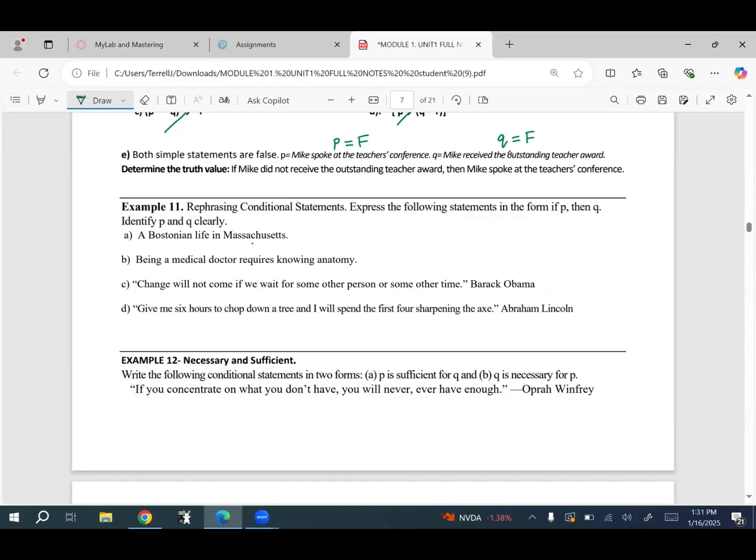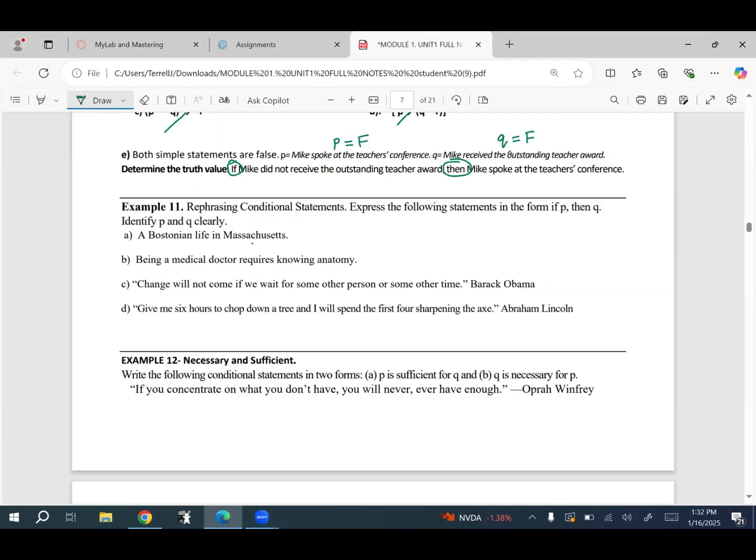Now it says determine the truth value. It says if Mike did not receive the Outstanding Teacher Award, then Mike spoke at the teachers' conference. So I need to first translate this, and then I'll figure out the truth value for it. Let's practice translating this. And when I say translate, it means use the appropriate symbols and variables. This is an if-then statement. So I know I'm going to have to put the arrow symbol for if-then.